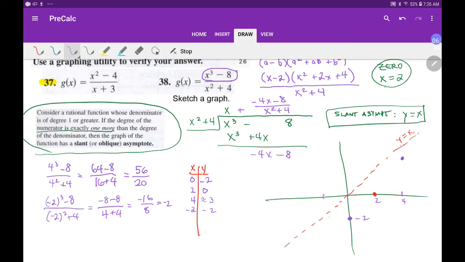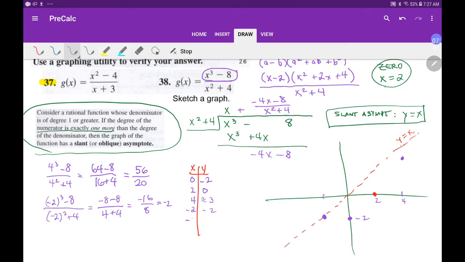Oh, you know what? You are allowed to cross a slant asymptote. It's not like a vertical asymptote. You can actually cross it, and we're crossing it right there. So if it's a horizontal asymptote or a slant asymptote, you can touch it. It's not the electric fence. You can touch it. So there we go. It happened to be right there at -2.